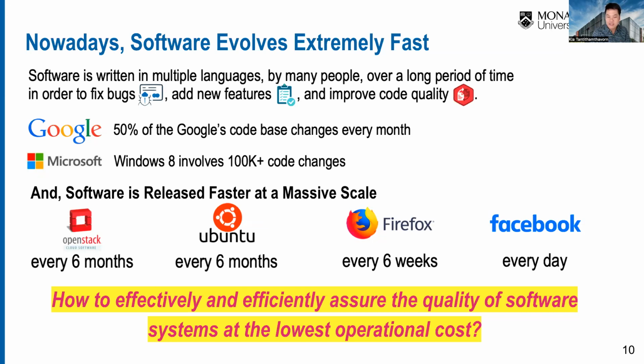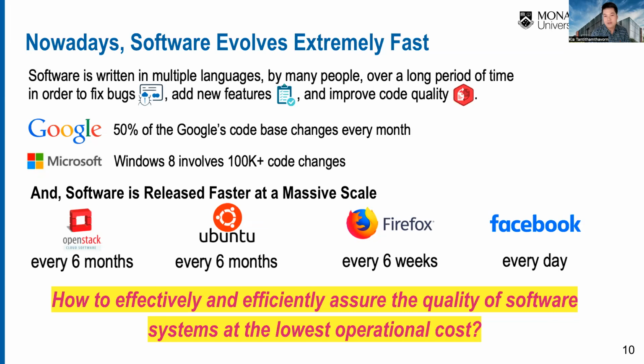Then the key question is how can we effectively and efficiently assure the quality of the software system at the lowest operational cost, right? Frankly speaking, if we had 100 years, we could test every line of code, but actually it is infeasible, right? Because we have limited time and resources. As software engineers, we work so hard, but the business just wants us to release the new feature, let's say tomorrow. Then how can we test it effectively to assure the quality as well? This is very hard. It's a real world scenario.